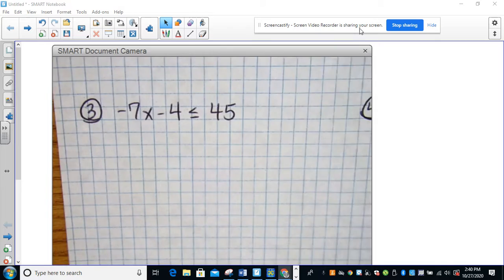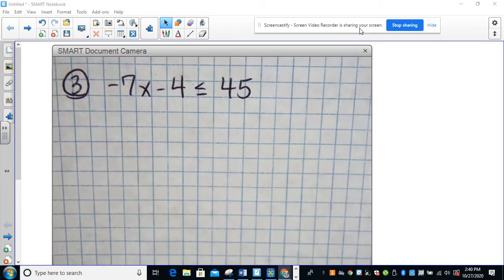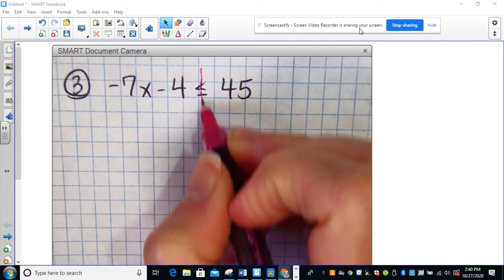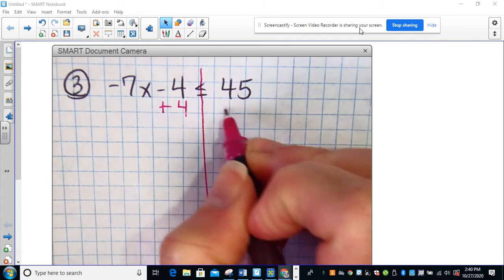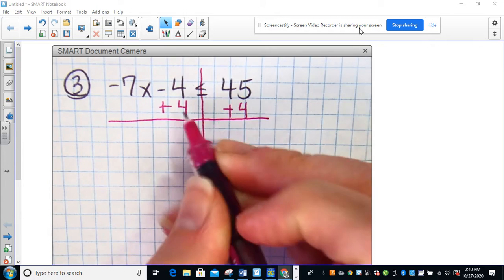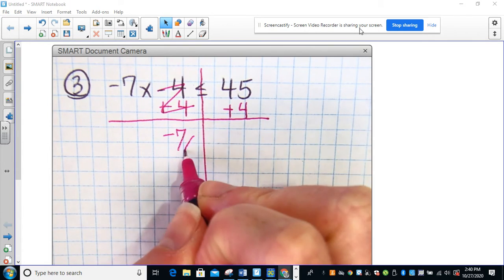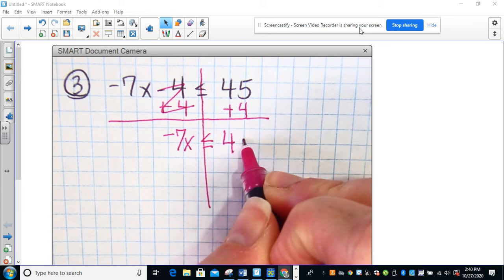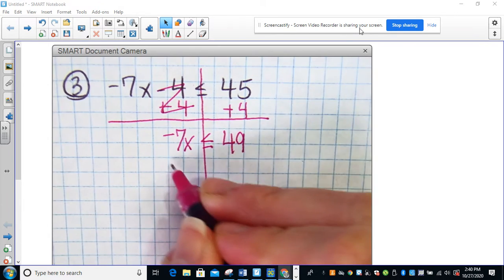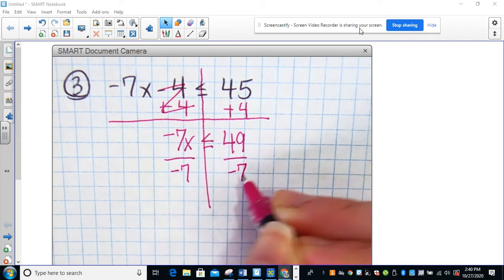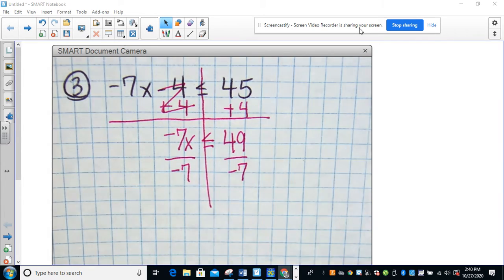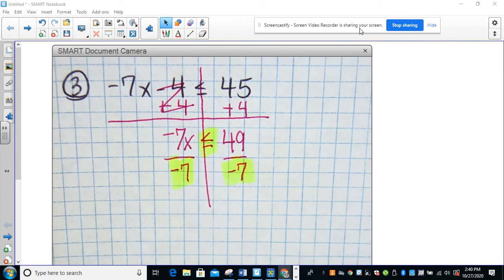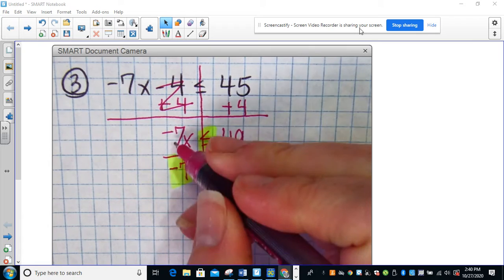Example 3. Again, pause if you'd like. I'm going to treat it like a regular equation to start with. Draw my little line to separate the sides. The opposite of minus 4 is plus 4. So this is gone. So we have a negative 7x is less than or equal to 49. Then we divide both sides by negative 7. Here it is again. You're dividing by a negative, so that sign has to flip. That's your special rule here.